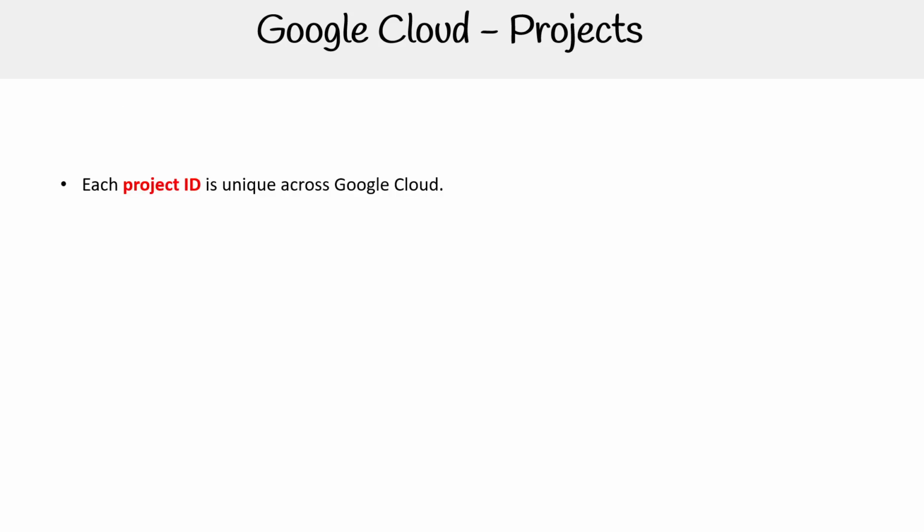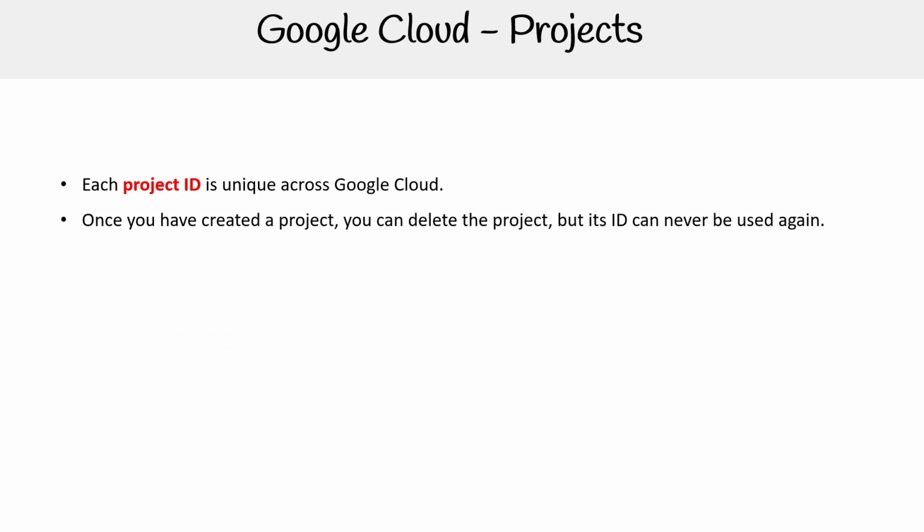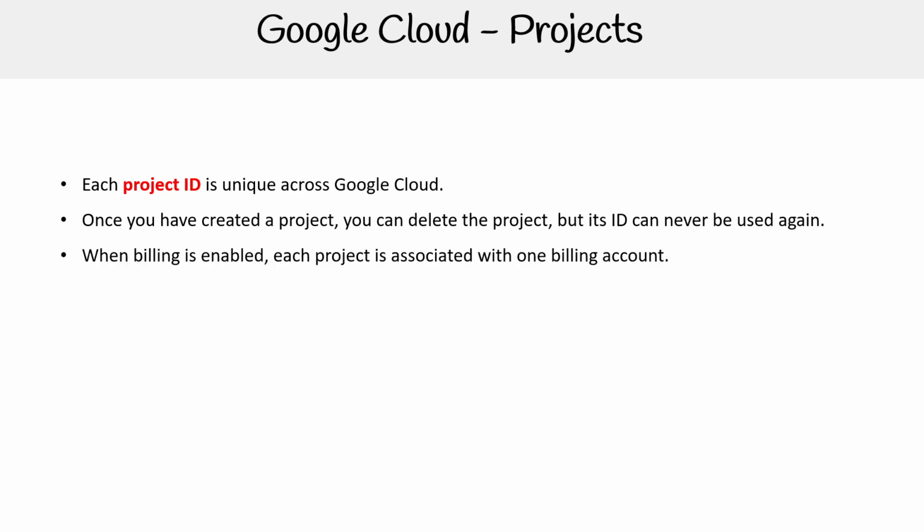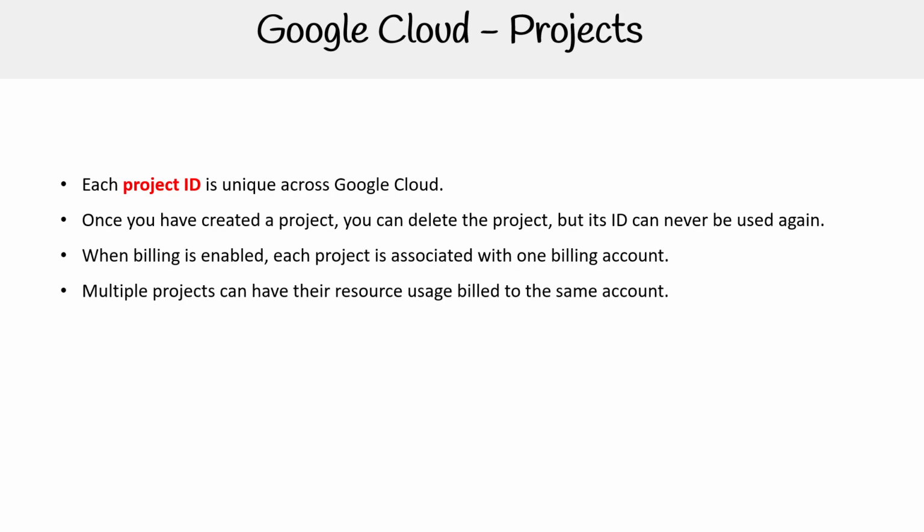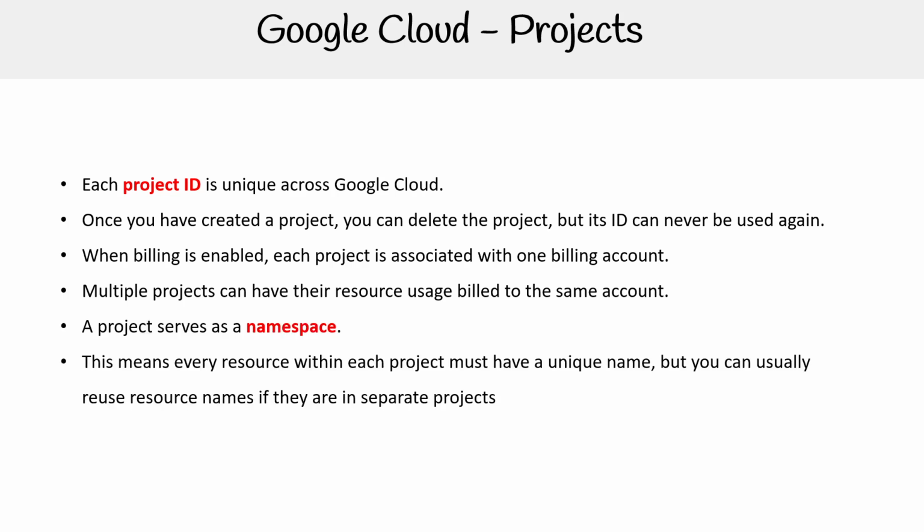Each project ID is unique across Google Cloud. Once you have created a project, you can delete the project, but its ID can never be used again. When billing is enabled, each project is associated with one billing account. Multiple projects can have their resource usage billed to the same account. A project serves as a namespace. This means that every resource within each project must have a unique name, but you can usually reuse resource names if they are in separate projects.